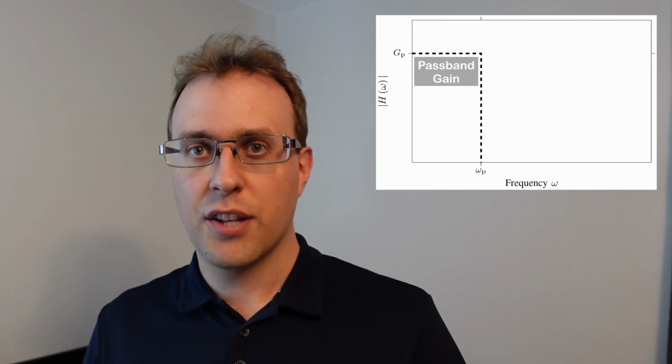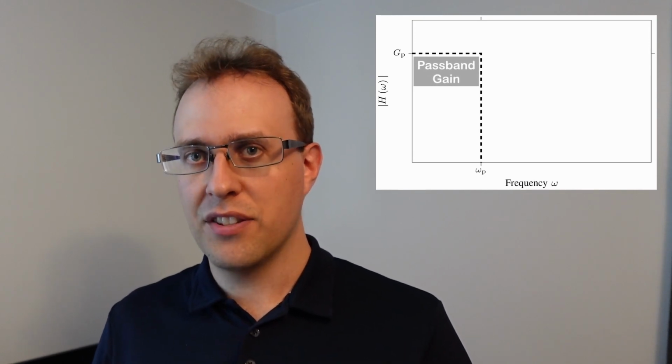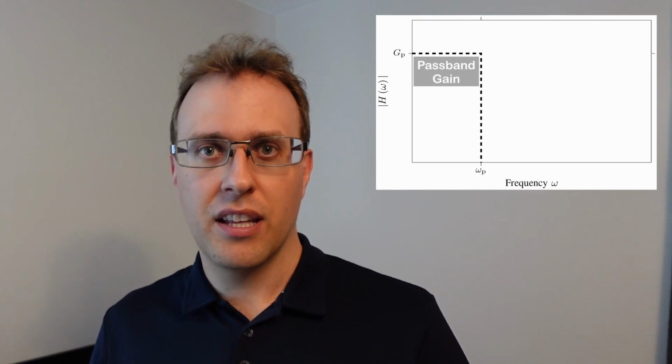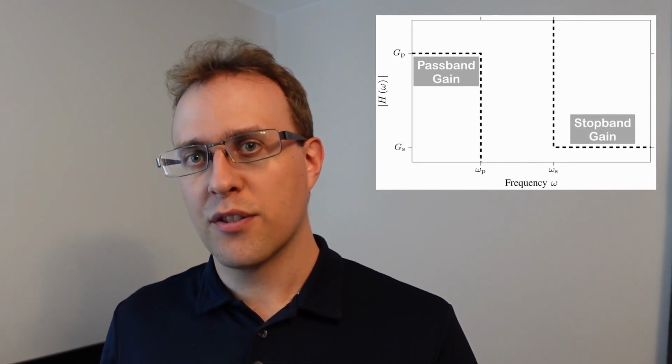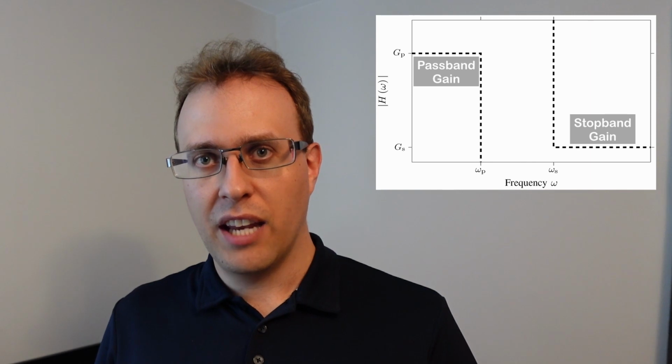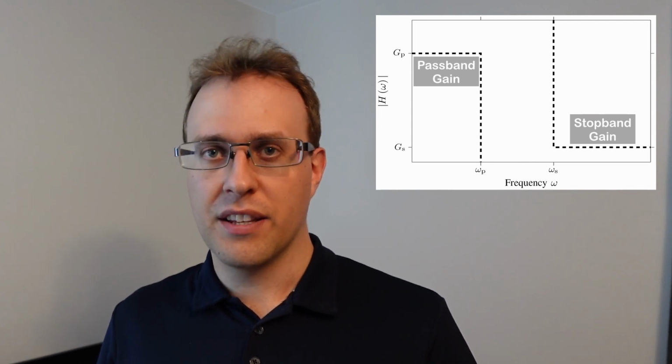The two gains that we're most interested in are the passband gain and the stopband gain. The passband gain is a floor, so if we're in the passband, the gain is guaranteed to be at least the value of the passband gain. The stopband gain acts like a ceiling, so if we're in the stopband, the gain of the filter should be no greater than the stopband gain.